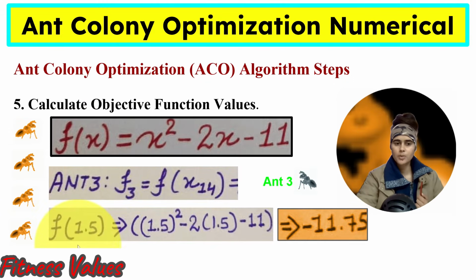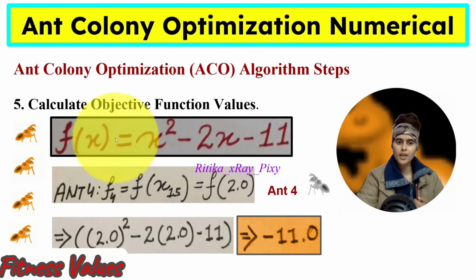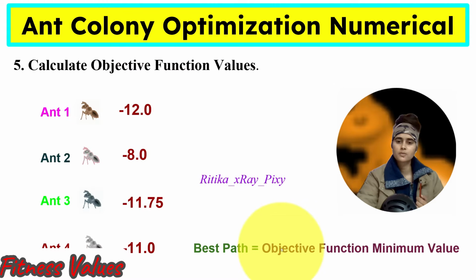Third ant value we have 1.5. Put this value in this objective function and we got the objective function value minus 11.75 for the third ant. For the fourth ant we have the value 2.0. Put this value in this objective function and we got the value for the fourth ant minus 11.0. So now we calculated the objective function values: first ant minus 12.0, second ant minus 8.0, third ant minus 11.75, fourth ant minus 11.0.